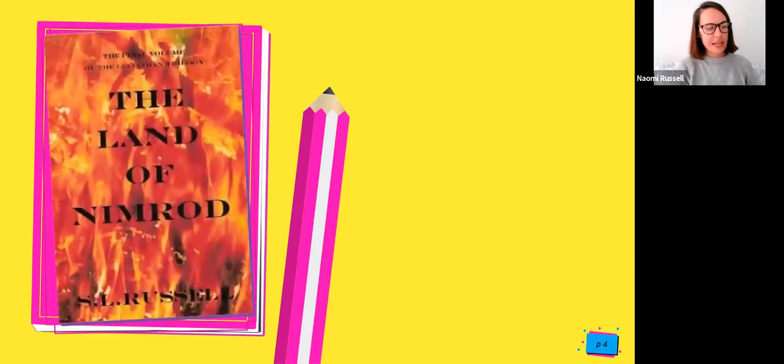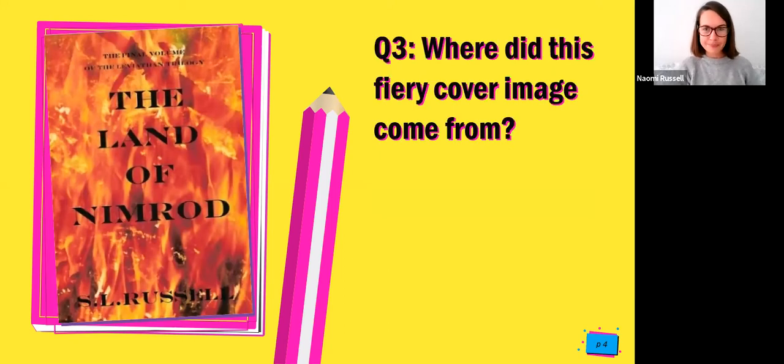Question 3. So, Sue's first 5 books were self-published, which meant she had quite a lot of freedom to create the designs for her book covers. Her and my dad, Derek, enjoyed taking their camera and going on adventures to find the perfect places which would then become the cover for a new book. The third book, The Land of Nimrod, the cover features a very intense fire. But where did this fiery cover image come from?